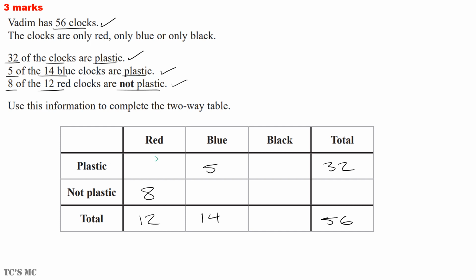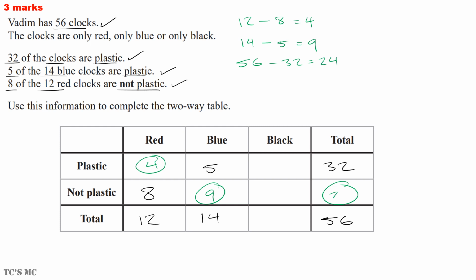To work out this value over here, we need to do 12 subtract 8, which is 4. To work out this value over here, we need to do 14 subtract 5, which is 9. And to work out this value over here, we need to do 56 subtract 32, which is 24. For having all of these numbers in the correct places, we now have a second mark.